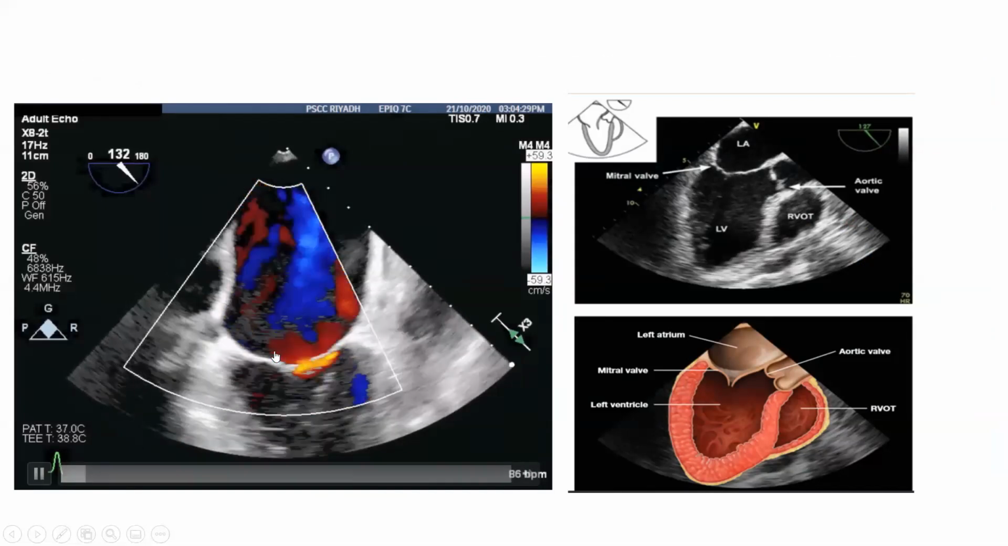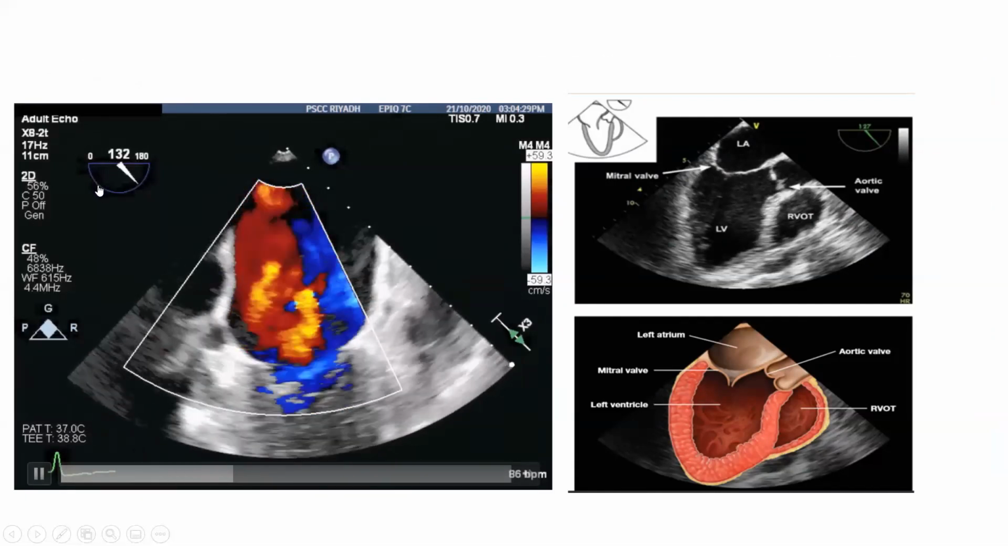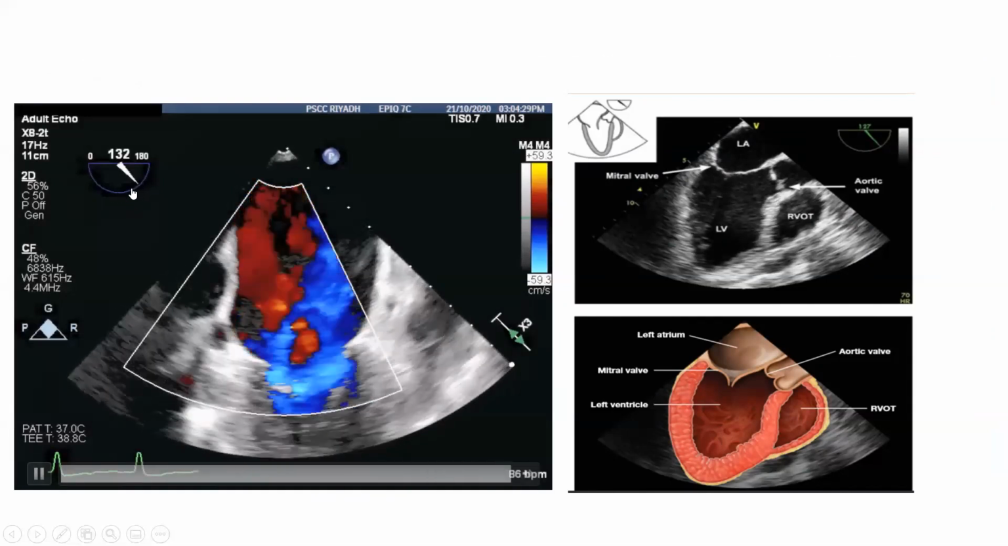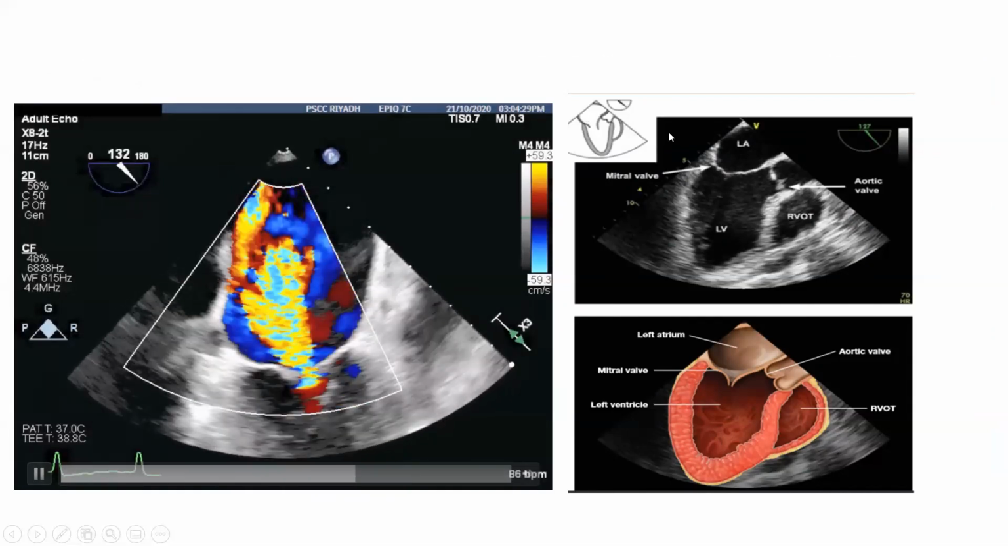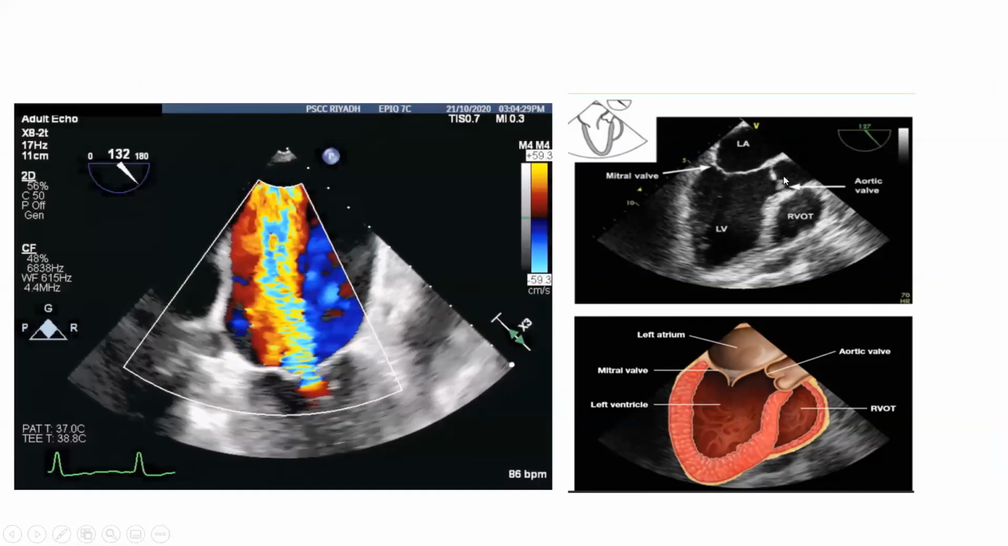This is the same view, the midesophageal. Now we are moving from 0. We went to 60, commissure. We went to 90, two-chamber, and then from 120 to 130. You will get this view if you do clockwise rotation. If you don't do clockwise rotation, you will get this.